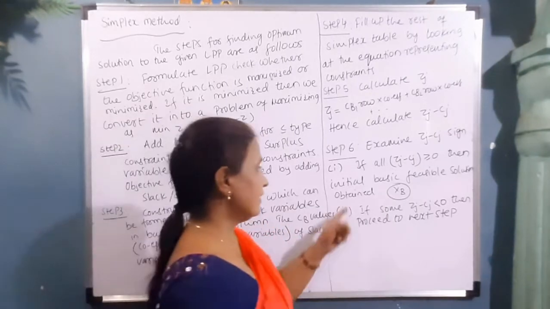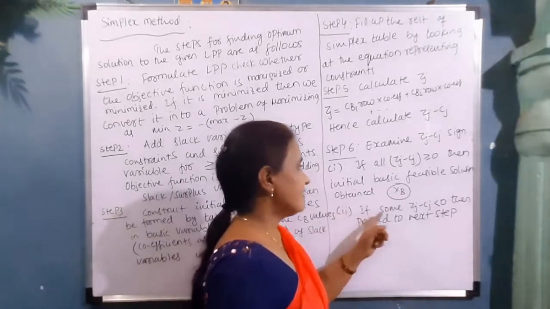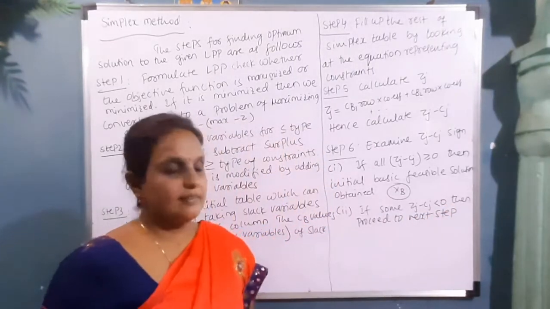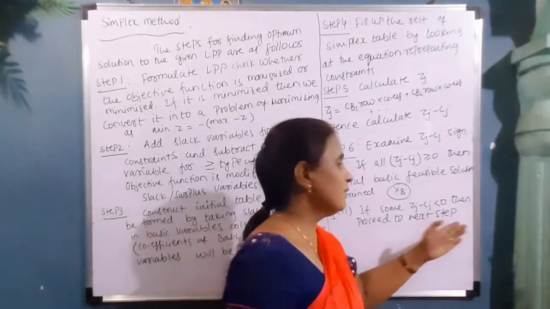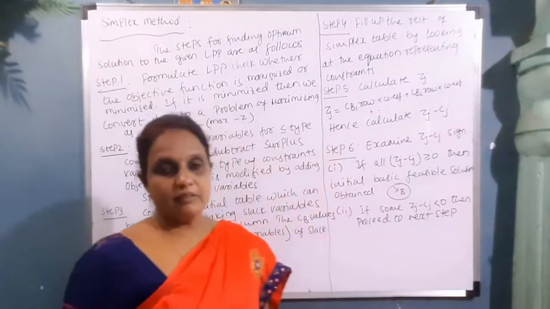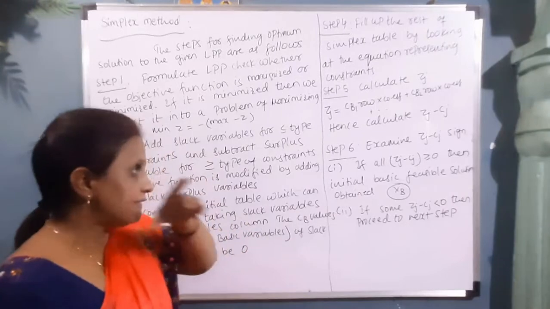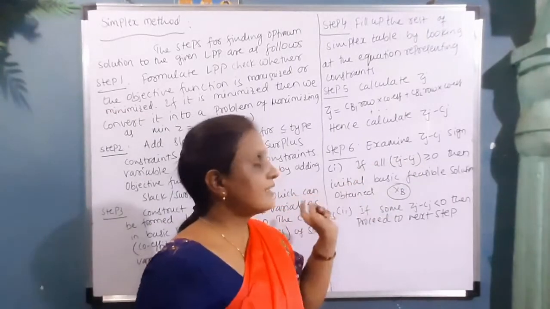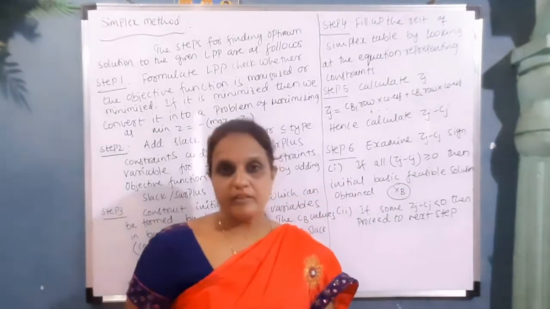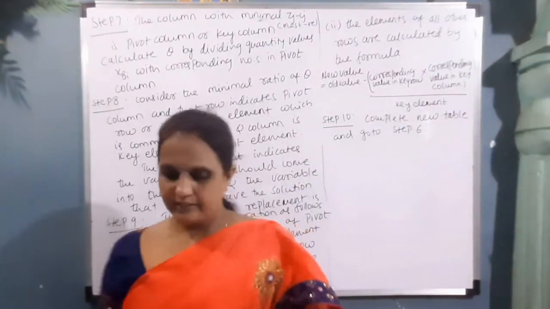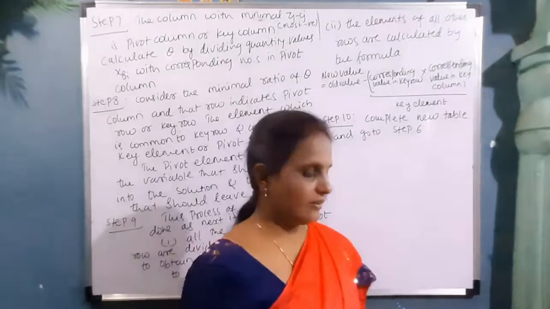If not, if some Zj minus Cj is less than 0, or all are less than 0, then proceed to the next step. So what will be the next step? In step 7, we check Zj minus Cj, whichever is minimum. So we take the minimum; we have to find Zj minus Cj and we have to check.